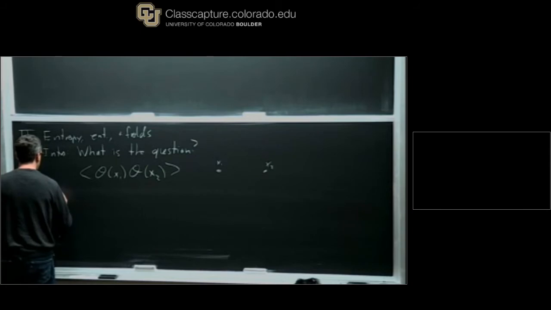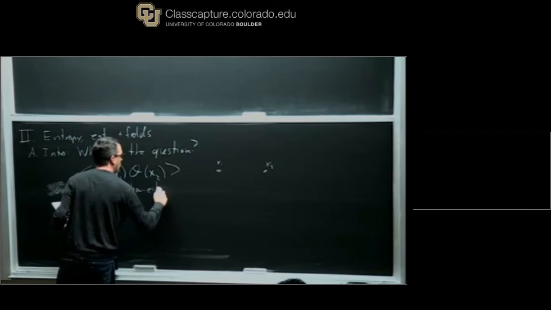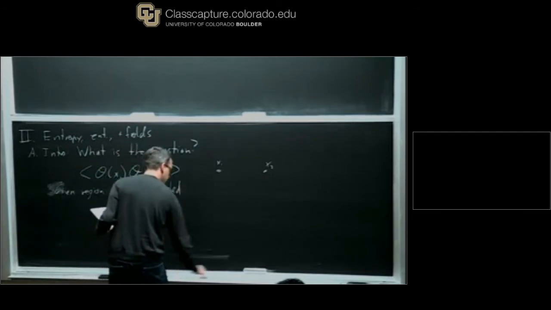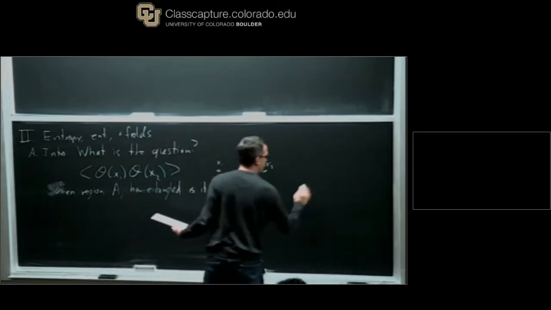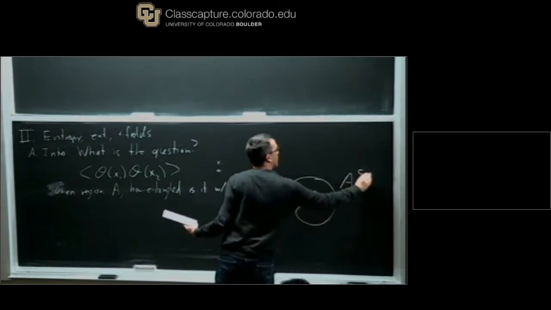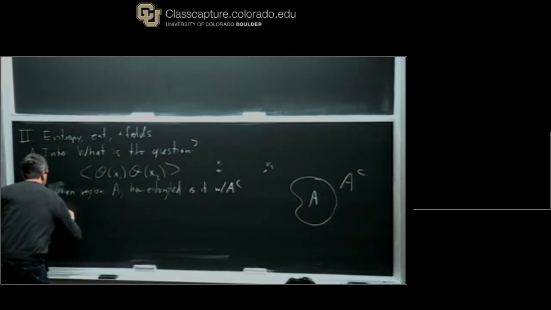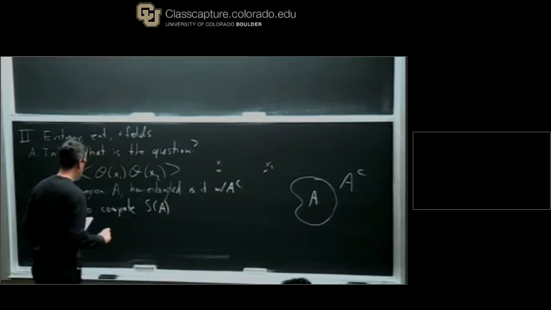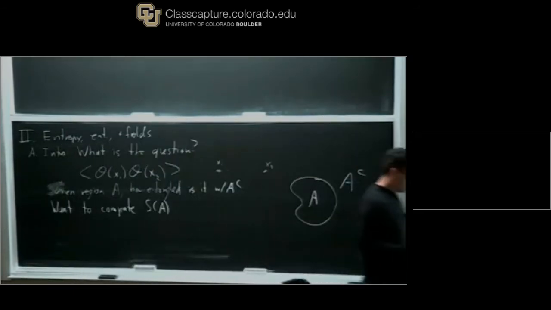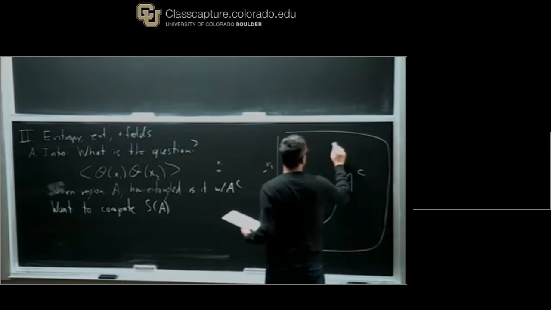So the question is, given a region, how entangled is it with its complement? So I have some region A, and then all the rest of space. And so we want to quantify this by computing what we call the entanglement entropy. And so this picture, by the way, I have some field theory defined on some space.